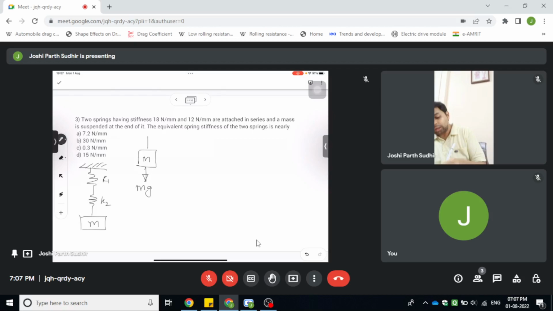Here we assume that the mass m is constrained to move vertically, and so there is no other motion. It is oscillating in the vertical direction. So the spring force and its weight will be the two forces acting in the vertical direction.